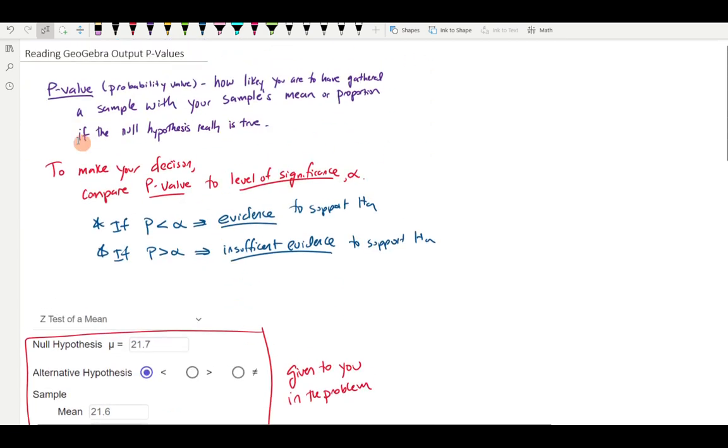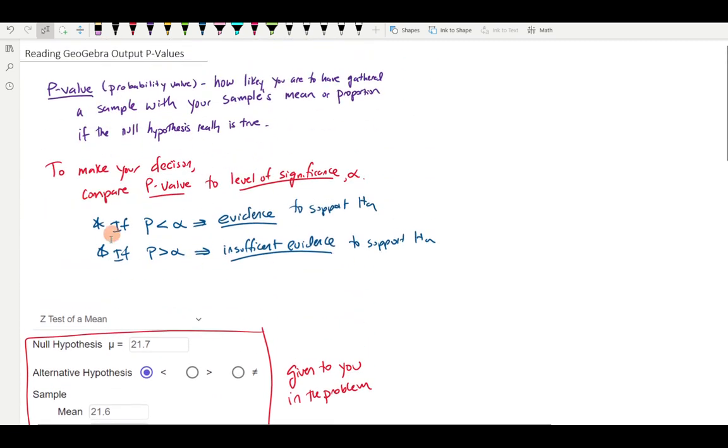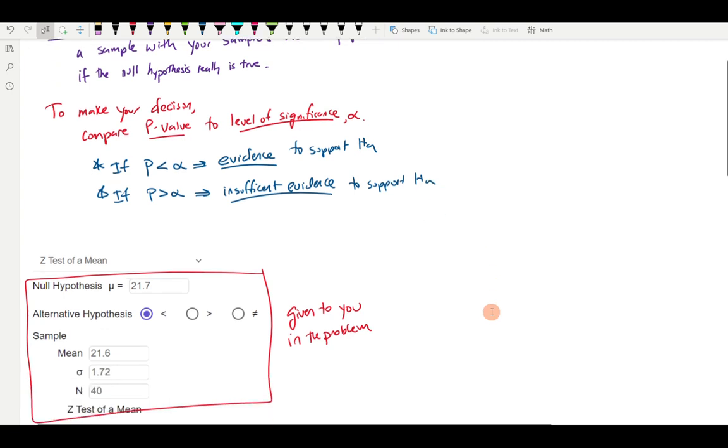In terms of making a decision using a p-value, all we care about is this last line. This p right here is the probability that we are interested in. This is what we will use to make our decision about whether there's evidence to support the alternative hypothesis or insufficient evidence to support the alternative hypothesis.